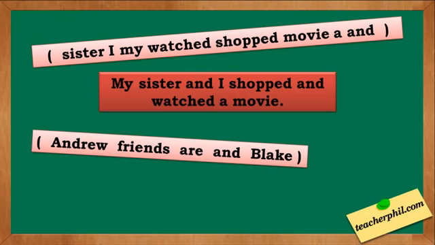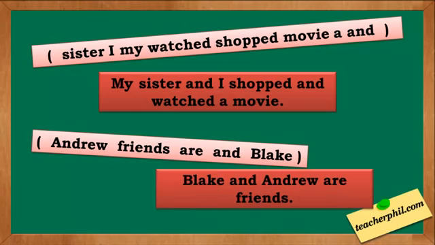The last one: Andrew, friends, are, and Blake. The answer is Blake and Andrew are friends, or Andrew and Blake are friends. Did you get them right?